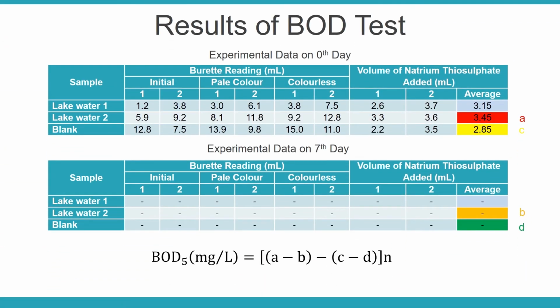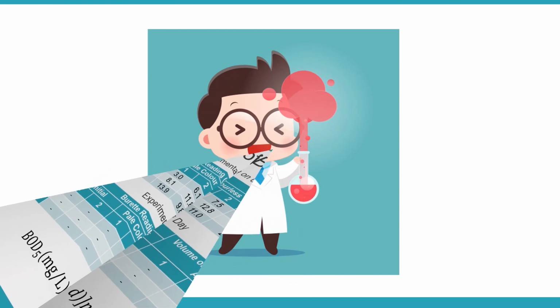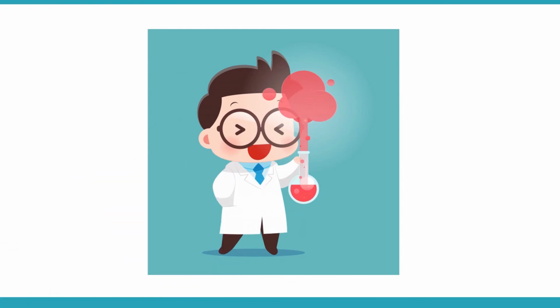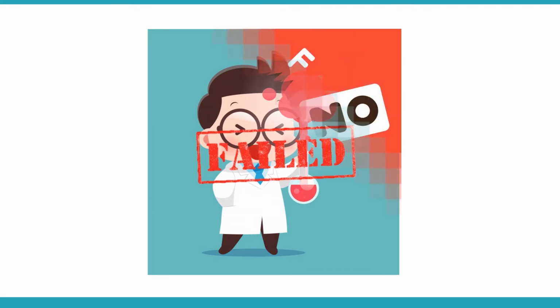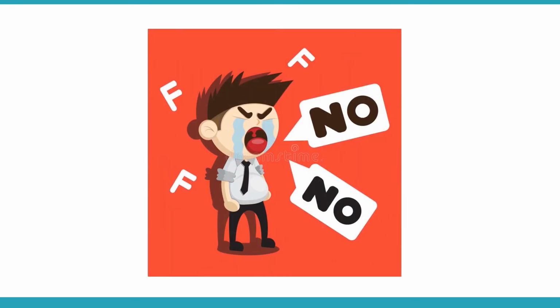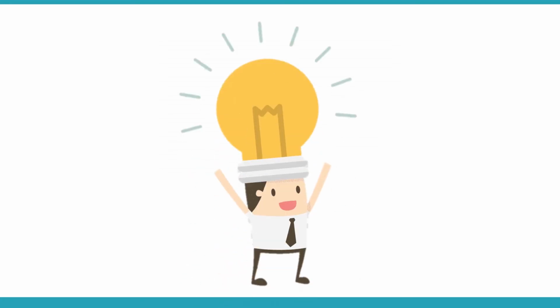Then we use the same way to calculate the BOD value for lead water 2, just the values for A and B are different. However, since our group was unable to finish the BOD test, we cannot use this way to calculate the BOD value. Well, there is another way to calculate the BOD value.